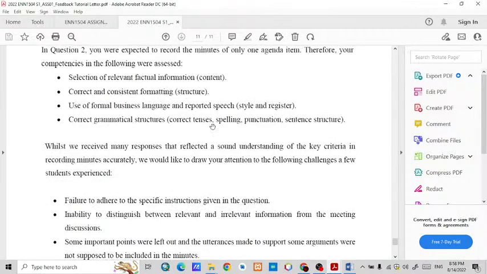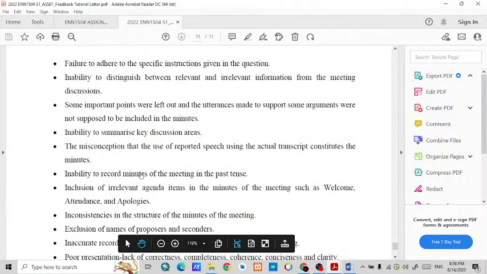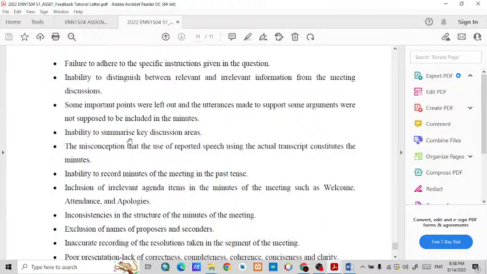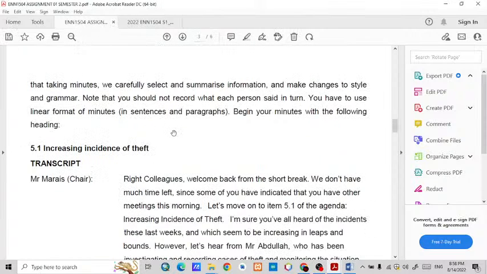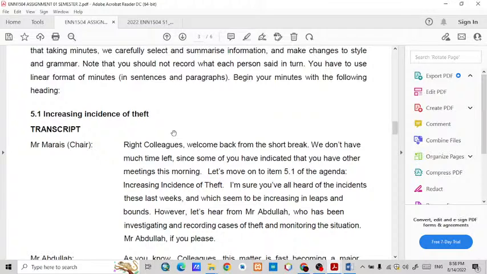Okay, so these are some of the mistakes that we are likely to make if we do not pay attention to it. So with this in mind, after writing your minutes, make sure that you go through this list and check whether you adhered to whatever they wanted you to adhere to, and then make sure that everything is in order. Okay, so let's move on now to the actual assignment. We're not going to spend a lot of time here. I think most of the things that we read on the feedback actually explain what we're supposed to do.